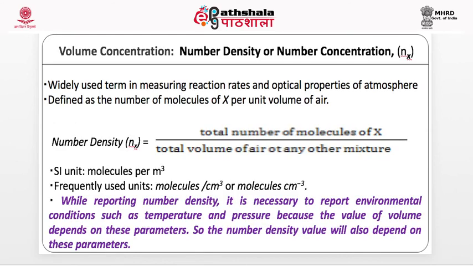Number density. The number density N is defined by the number of molecules per unit volume. This, as in equation 1, equals number of molecules of X divided by total volume of air. That is the number density, where N is the number density of the gaseous substance X. The unit of number density is molecule per centimeter cube or molecule cm minus 3. Number density is widely used in measuring reaction rates and optical properties of atmosphere.